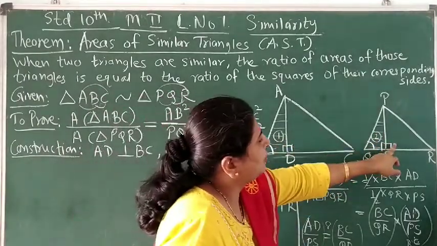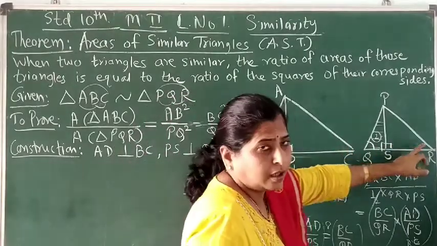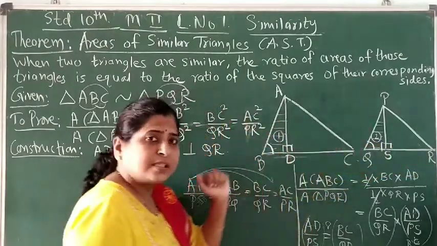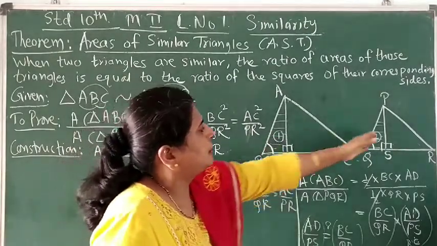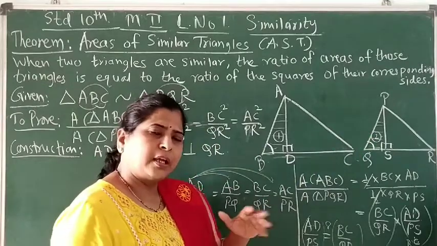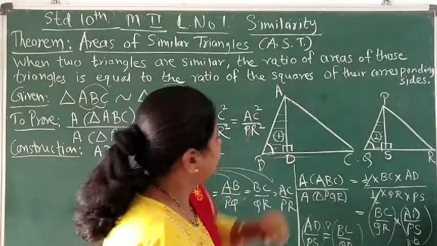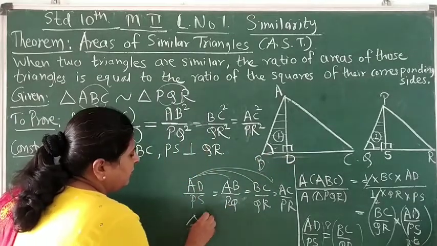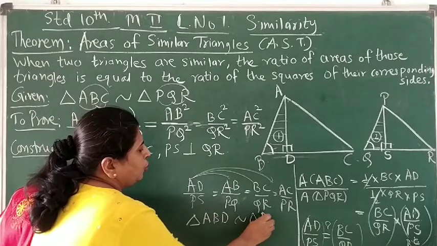That angle D is congruent with S and angle C can be congruent with angle R because they are the corresponding angles of the similar triangles. So either this pair or the bigger triangle pair we can select, and we can prove they are similar. Okay, when these two triangles will be similar, so what we will do? We will try to prove triangle ABD similar to triangle PQS.